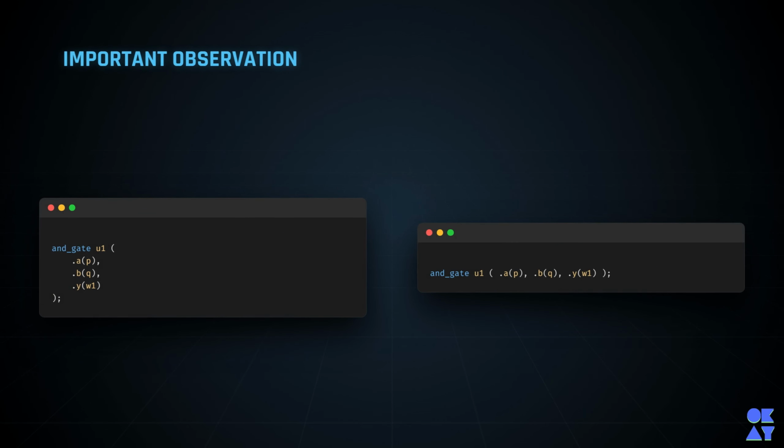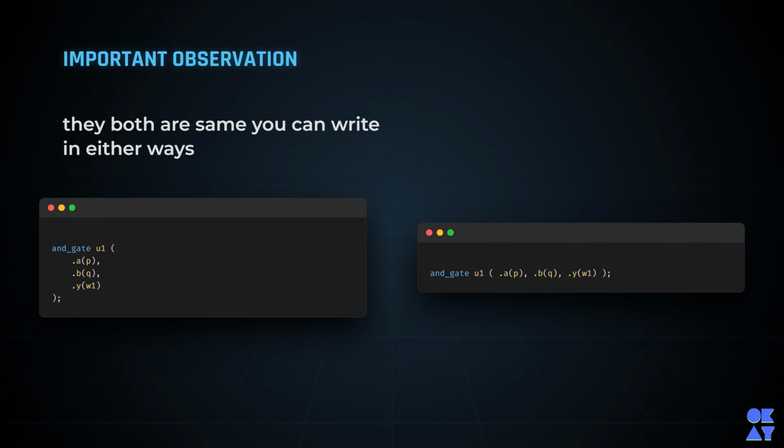Important observation. Look at these 2 instantiations. They both are the same, you can write in either way.